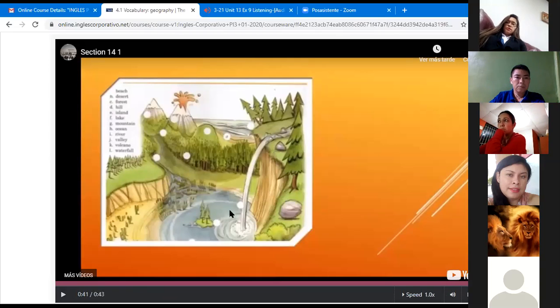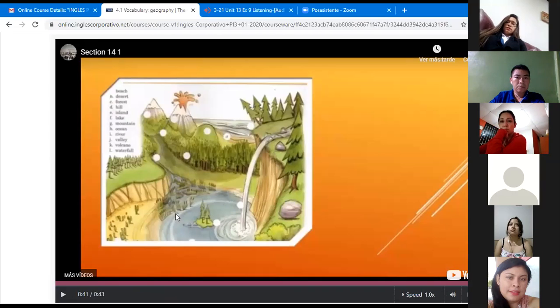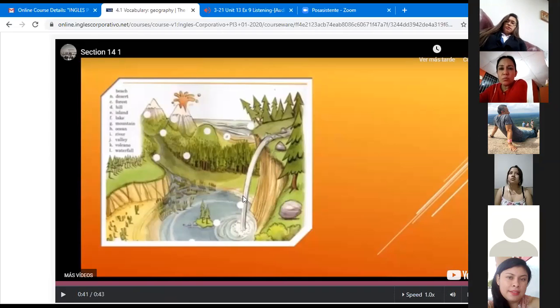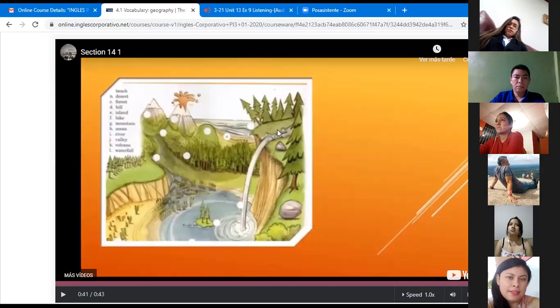Now, what is this? Waterfall. No, this one, at the bottom. This is the lake. Okay, this is the lake. This one? Waterfall. River. This is the waterfall. Okay, the waterfall. Okay, El Salto del Ángel, right? Yeah. Waterfall. Okay, and here?